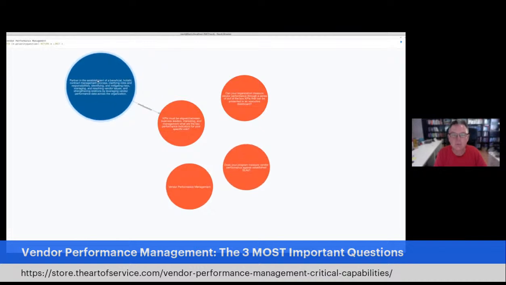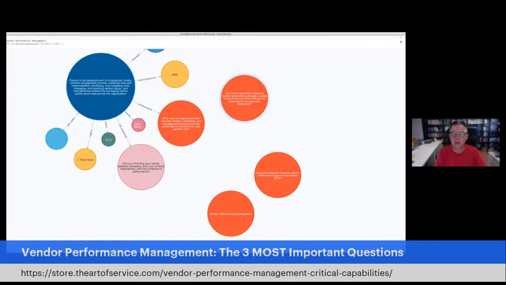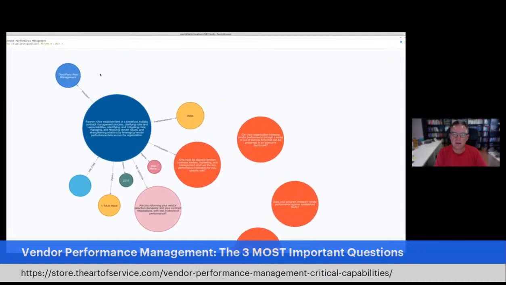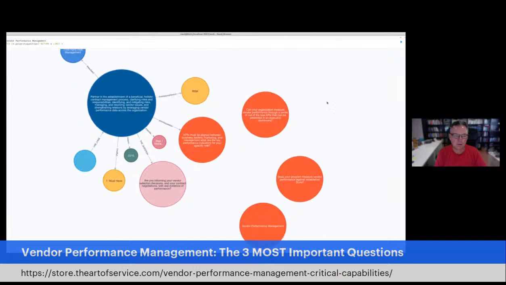So share the information and make sure everybody knows how a vendor is performing and what everybody can do to help to make sure that the vendor is performing to its maximum capabilities. And this is related to third-party risk management. See, covered risk is related here.